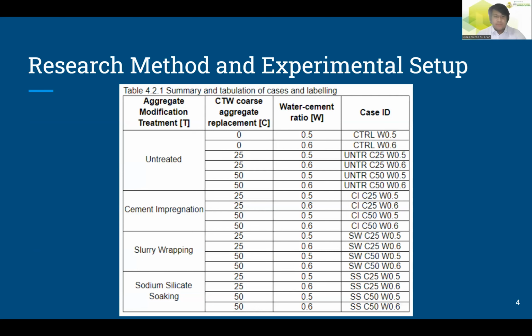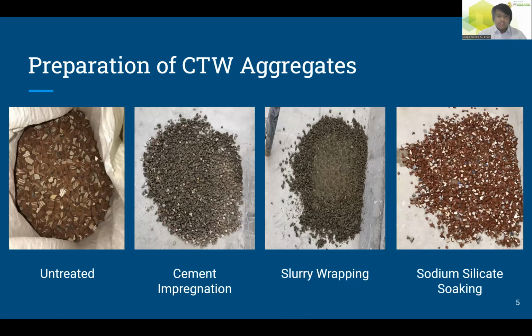So as for our research method and experimental setup, the following batches were prepared. Regular control concrete batches of W/C ratios of 0.5 and 0.6, and untreated CTW concrete with 25% and 50% replacement values, and W/C ratios of 0.5 and 0.6. The treatment methods each had their own batch which followed the parameters of the untreated samples as shown here in this table. The untreated CTW was formed by crushing waste ceramic tiles to match the nominal size of gravel. A portion of the CTW was set aside to apply the treatment methods.